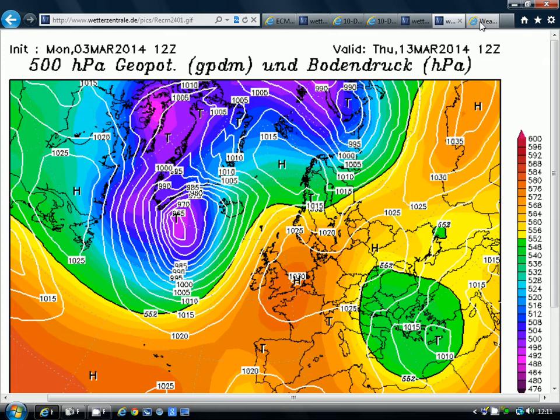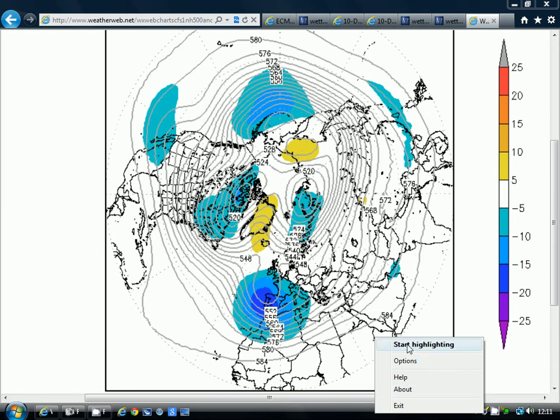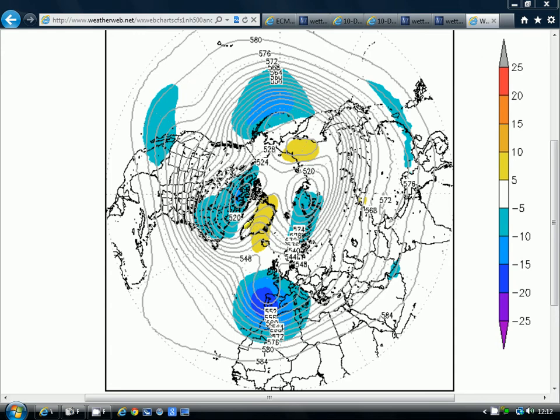Very pleasant spring-like conditions. If you think that's the end of winter though, here again is the CFS 500 millibar height anomaly for April. Again, this is coming from weatherweb.net. I've been showing you this a lot over the last few weeks. You'll remember that the idea that I'm picking up on for April from the CFS model is for a colder month. We've got high pressure again as an anomaly building over Greenland and Iceland. We've got this low pressure again cut off to the south of the country.